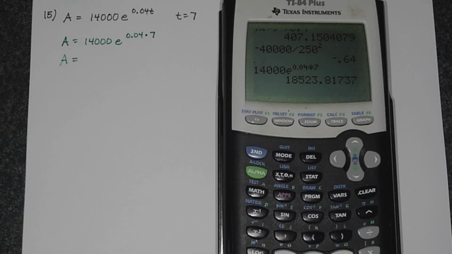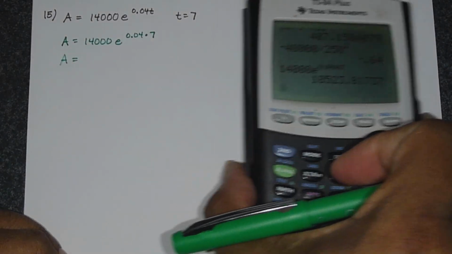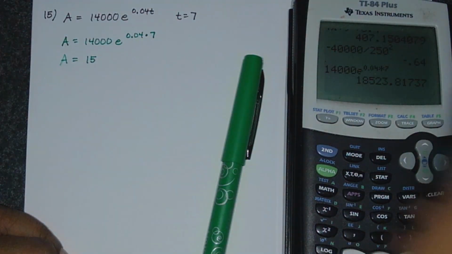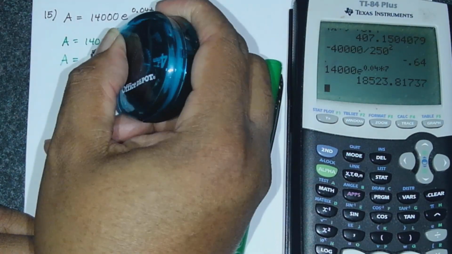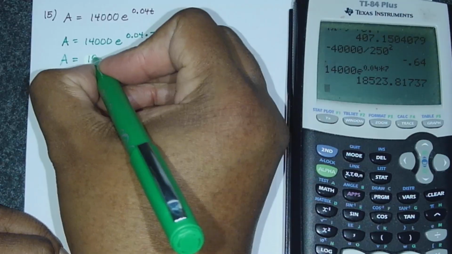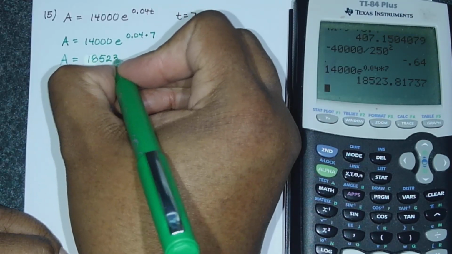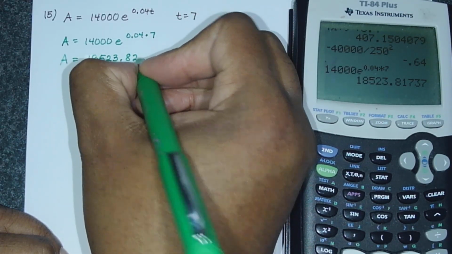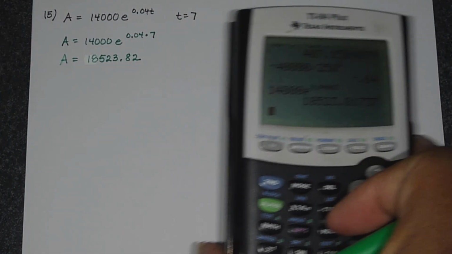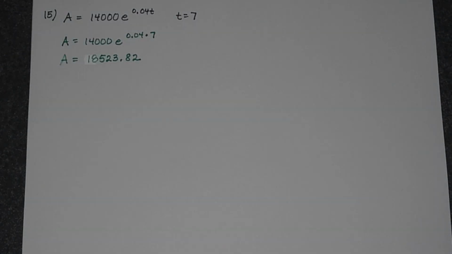Now we need to round this off to 2 decimal places. So this would be $18,523.82. All right, so it'd be 18,523.82. And that's all there is to it. Okay. Are there any questions about problem number 15?